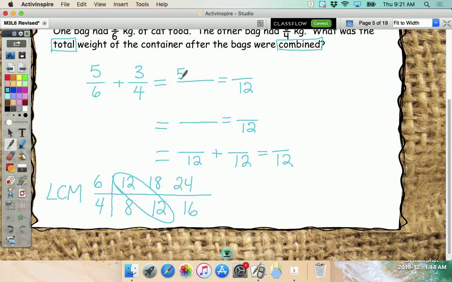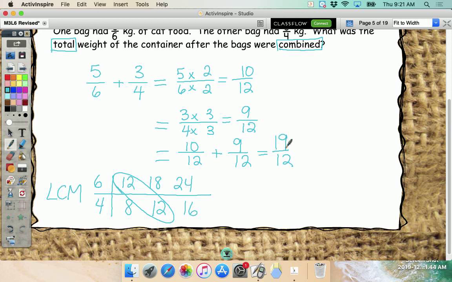Remember, you can't just multiply 6 times 4 because that's 24. So you have to think, 6 times what equals 12? 2. And 4 times what equals 12? 3. So we're adding 10 plus 9.